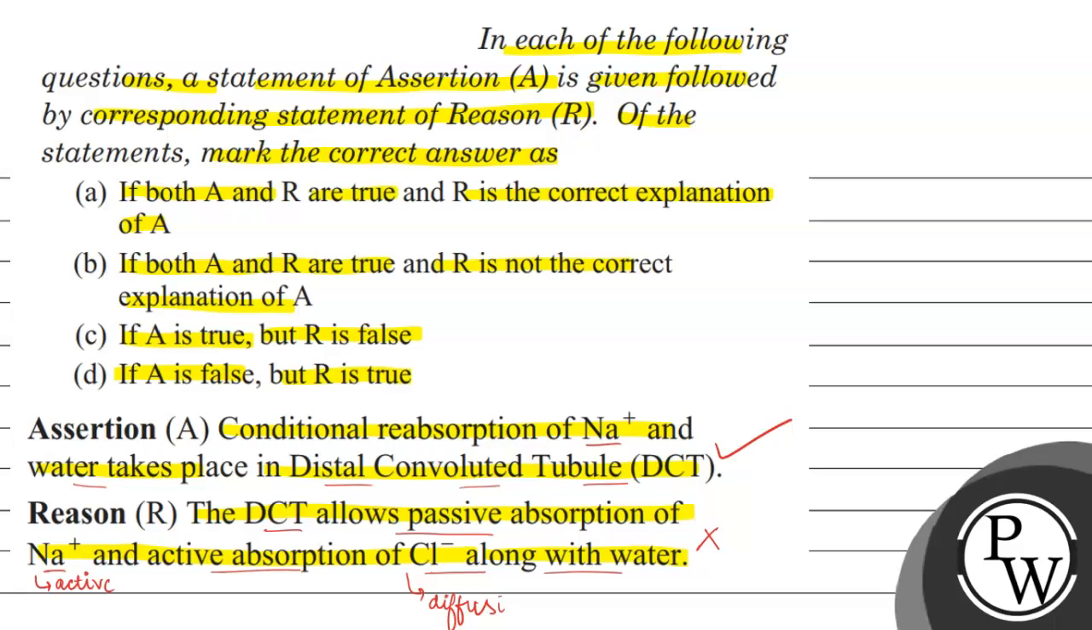So for this particular question, our final answer turns out to be option C, where assertion statement is true but reason is false. Hope you understood it well.